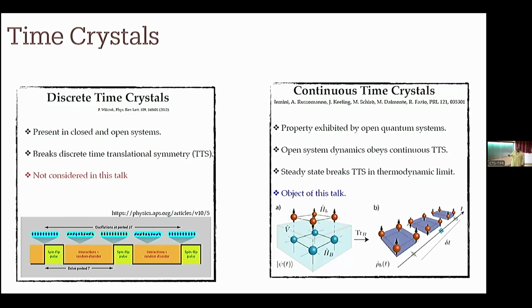The first, the more famous one, is called discrete time crystals, and it involves periodic driving of open or closed quantum systems. This is not the thing that I'm talking about. Instead, what I'm talking about is a different one called continuous time crystals. The idea here is that you have an open quantum system.